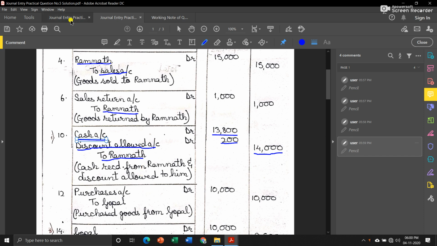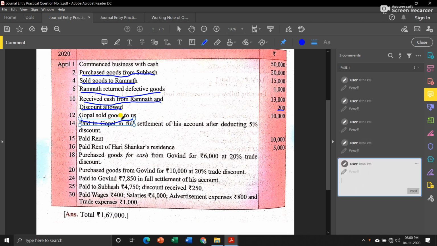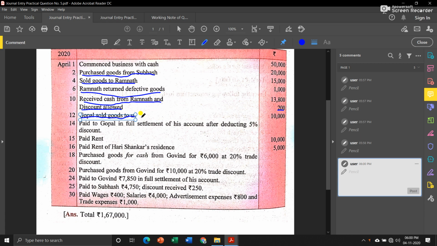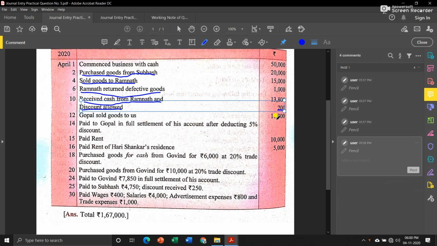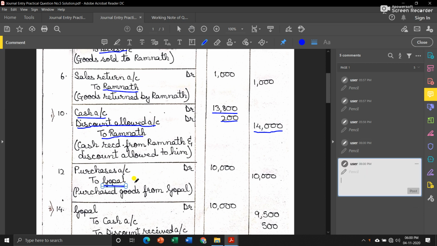Okay, then the next transaction is Gopal sold goods to us, or indirectly you can say we purchased goods from Gopal of rupees 10,000. So for that we will write purchases account debited to Gopal, because it is a credit transaction, so we have to write Gopal's name on the credit side, 10,000.